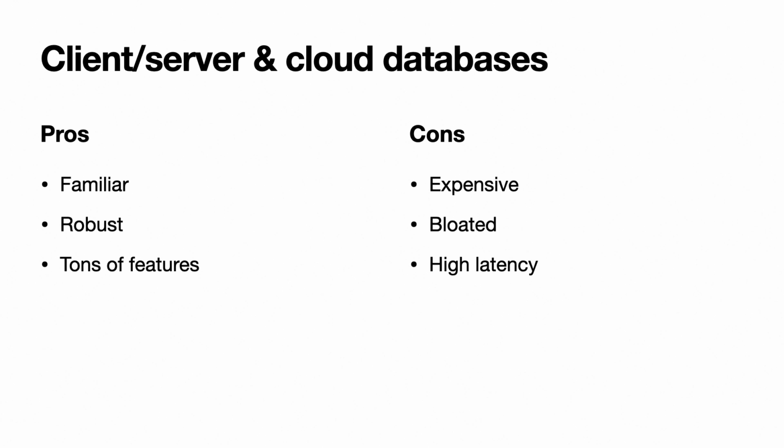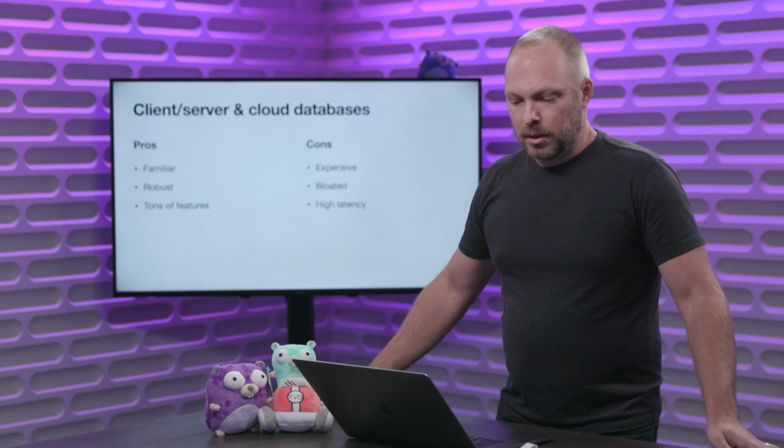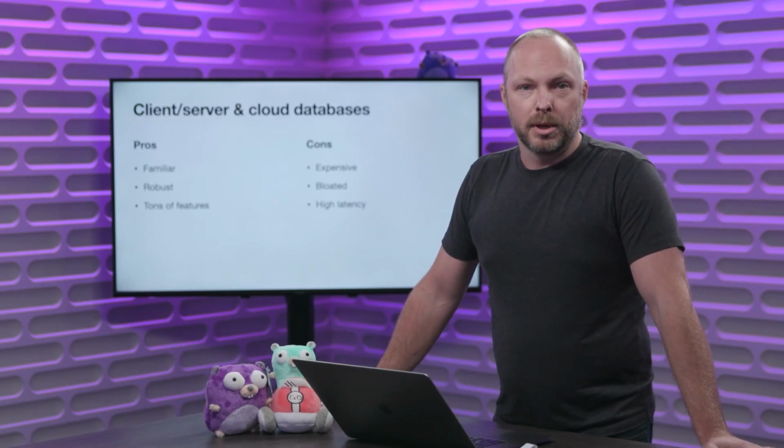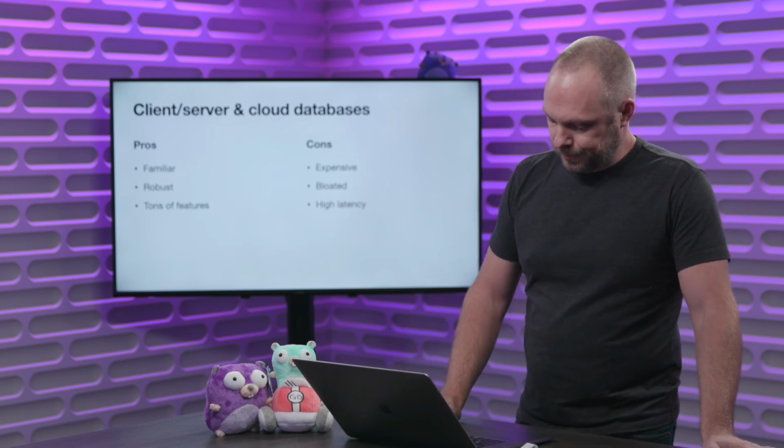Now, you get some trade-offs with all of this as well. One thing is expense. If you have a separate server to run a database on, that's an extra server to run. If you're doing cloud databases, they get charged per operation. And a lot of these databases get bloated over time with all these features. And then finally, the last trade-off, I think one of the most important, is high latency. Connecting to another process or another server can really take up a lot of the time of your processing and your query speed.